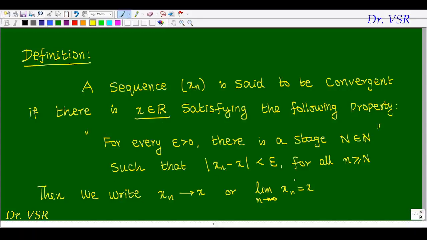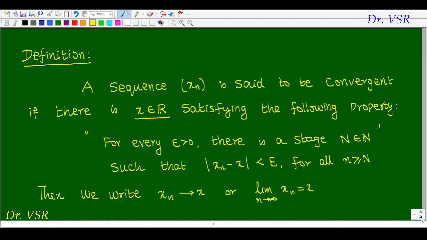For every epsilon positive there is a stage N belongs to natural numbers such that modulus of xn minus x is less than epsilon, for every n greater than or equal to capital N. Okay, so this is the definition. All the motivation for it I have given in the class. Okay, now let us prove some problems on it.